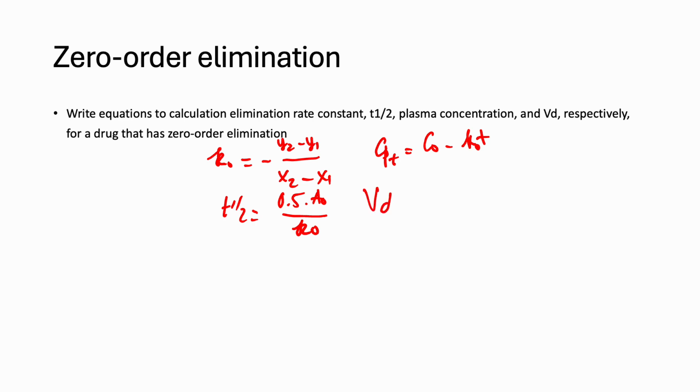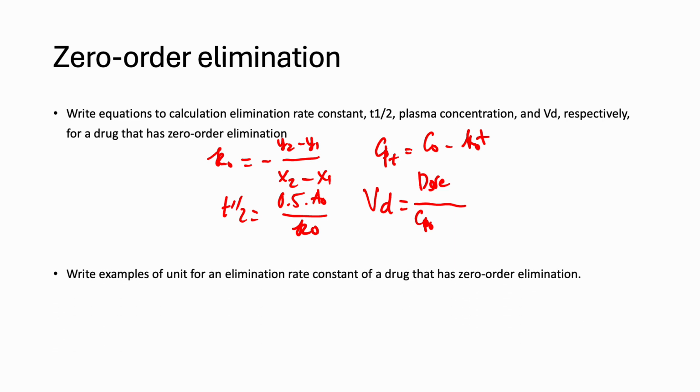Volume of distribution. Volume of distribution is not dependent on the order of elimination. Volume of distribution is mostly calculated by the equation of dose divided by the initial concentration of drug.